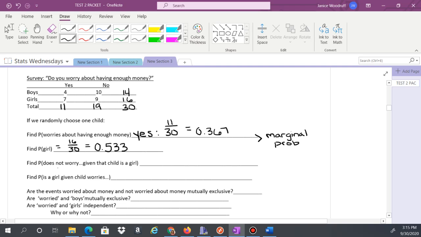Okay, now the next one, find the probability that the person does not worry given that the child is a girl. So here's what happened. I put these cards back in, shook the envelope again. I pulled out, okay, first start at the given. I pulled out a pink card. I didn't open the card yet to see if it was a yes or no, but I pulled out a pink card. So start with the given. That's your denominator.